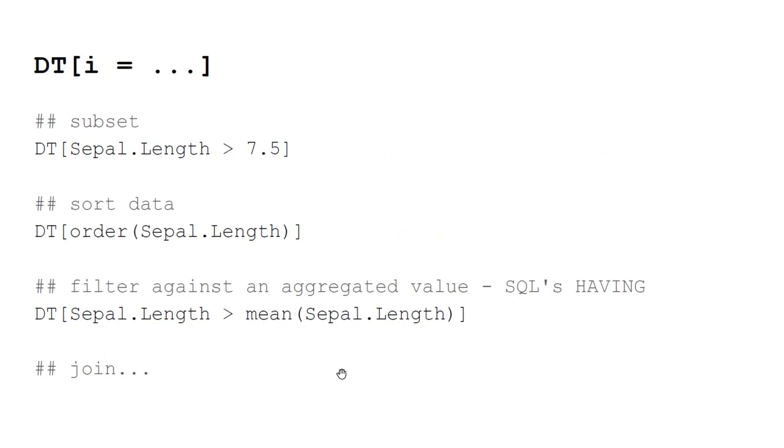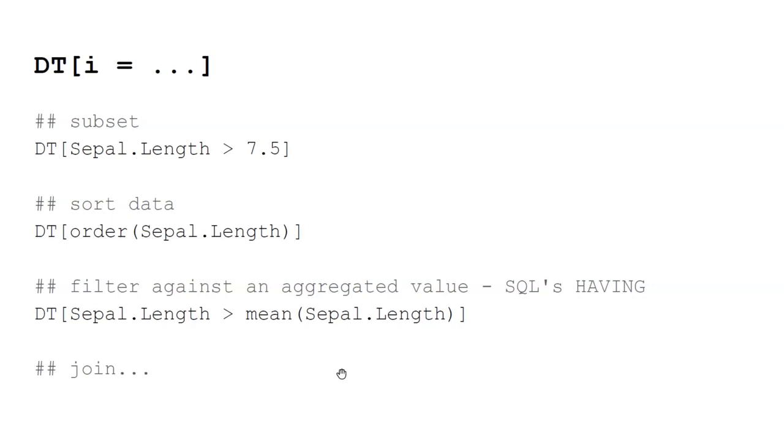And now let's stop a little bit on the first argument to the square bracket. Its name is i. And there are a few operations that we can do there. We can subset rows by providing an expression. This expression has to evaluate to a logical vector, same as in data frame. We can sort data. It's also the same as in data frame. In data frame, we would obviously have to use the data frame name in the order function.